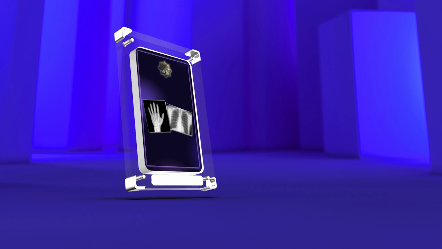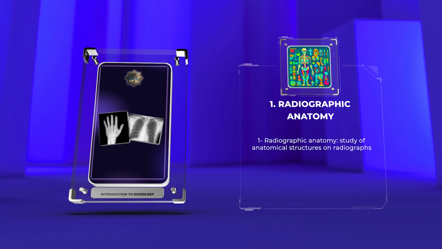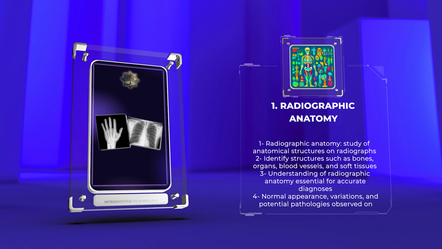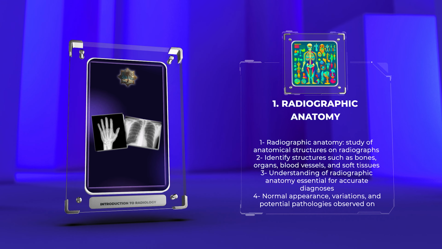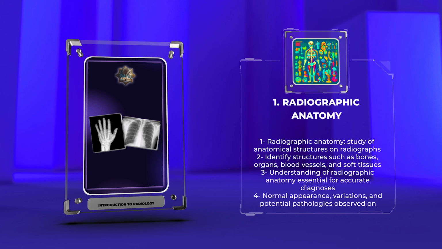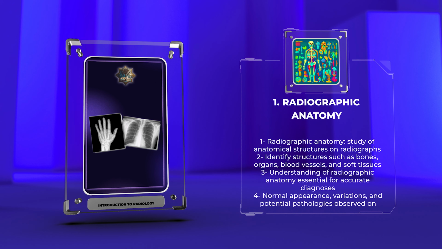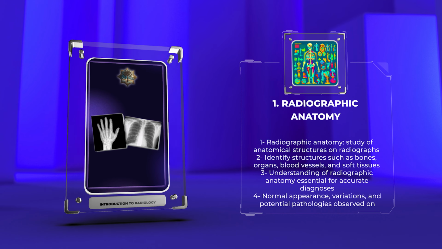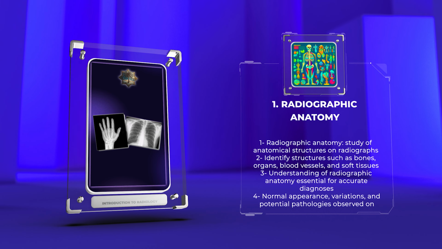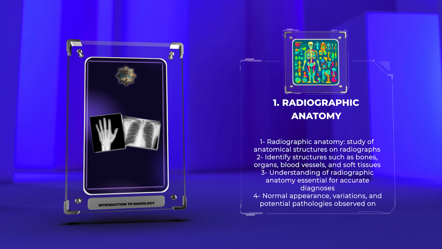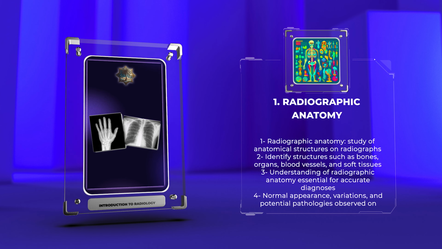Radiographic anatomy involves the study of anatomical structures as they are visualized on radiographs. This includes understanding the normal appearance, variations, and potential pathologies that can be observed. By analyzing radiographic images, we can identify structures such as bones, organs, blood vessels, and soft tissues. It is essential to have a firm grasp of radiographic anatomy to correctly interpret images and provide accurate diagnoses.